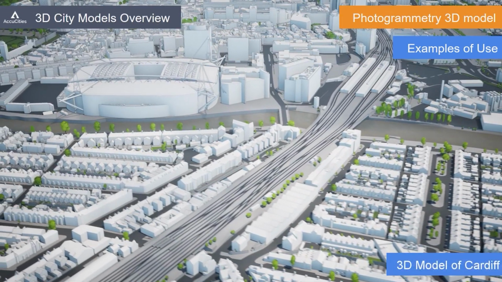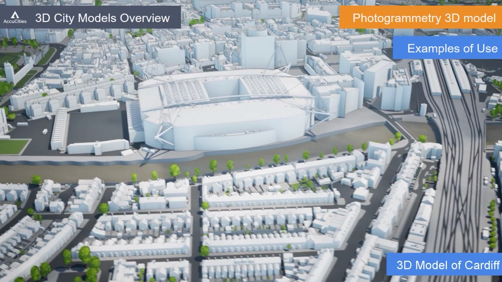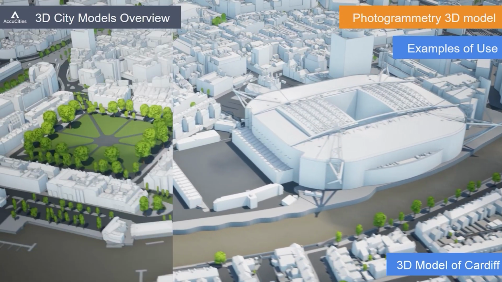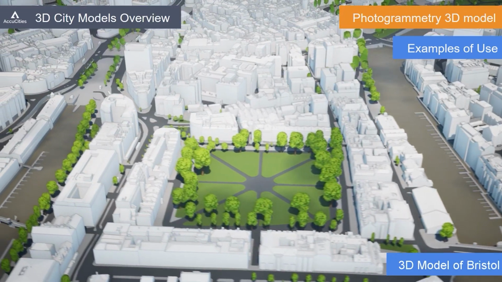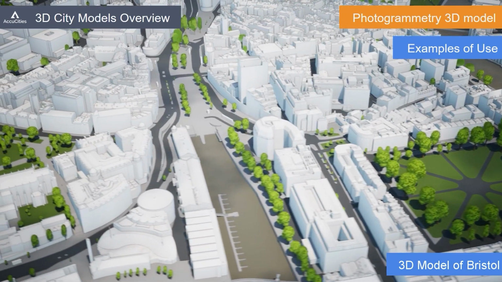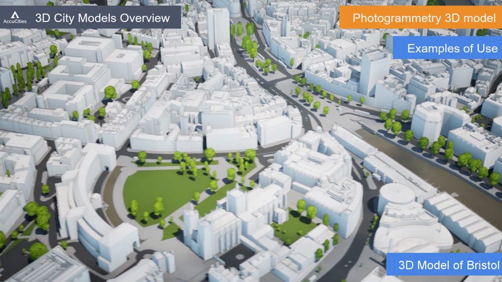The Photogrammetry 3D models are the most commonly used premium dataset. 3D models of major UK cities are usually already created, and sites outside of these city centres are very well covered by existing aerial surveys.